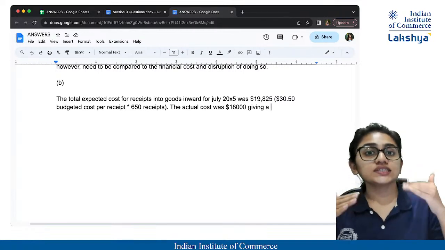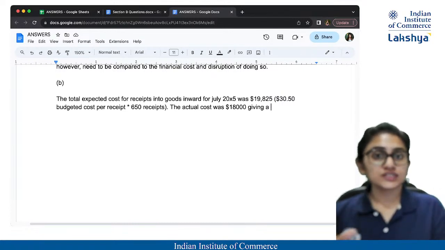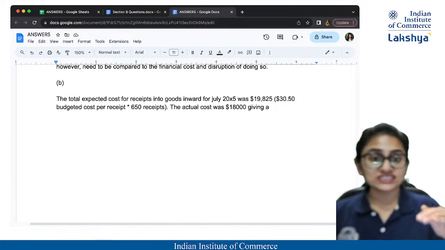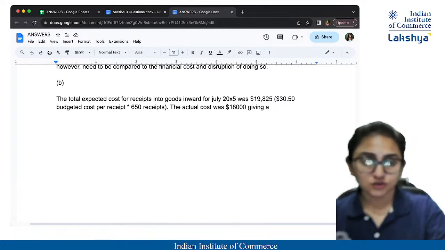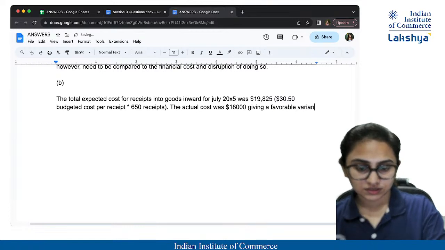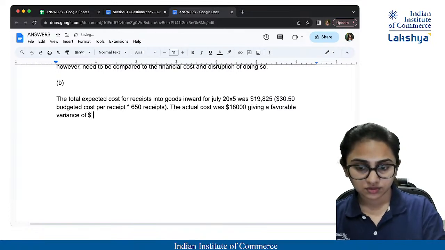Whenever the cost is less, it is a favorable one for us. Whenever the cost is more, it is unfavorable. Whenever the profit is more, it is favorable. Whenever the profit is less, it is unfavorable, like that. So the cost is less, so giving us a favorable variance of the difference between the two. So that will be $1825.